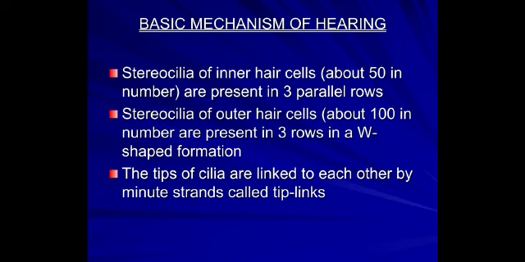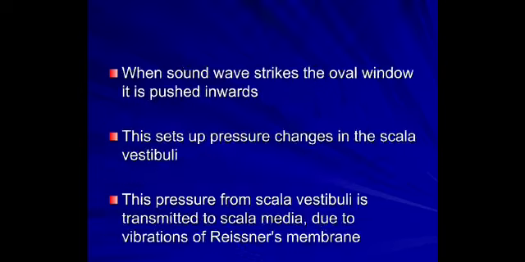Stereocilia of the inner hair cells, about 50 in number, are present in 3 parallel rows. The stereocilia of outer hair cells, which are about 100 in number, are present in a W-shaped formation. The tips of the cilia are linked to each other by minute strands called tip links.